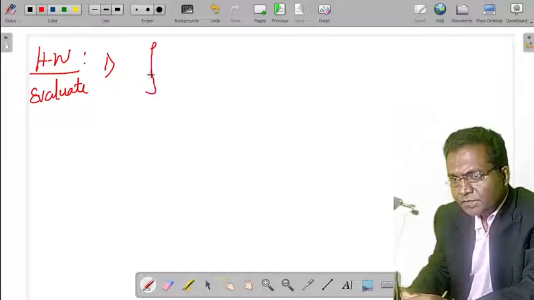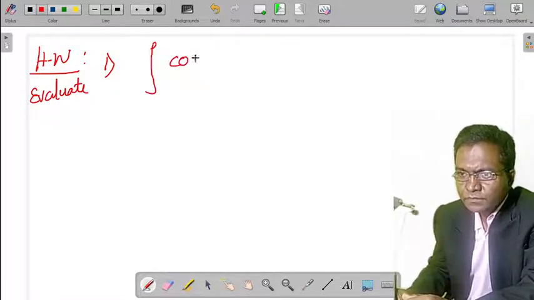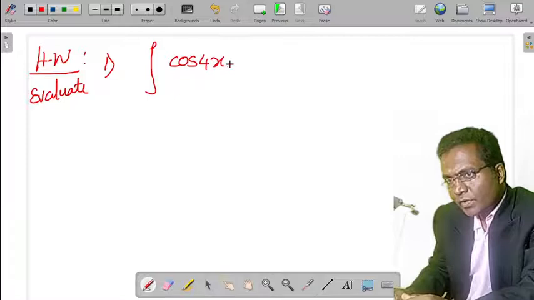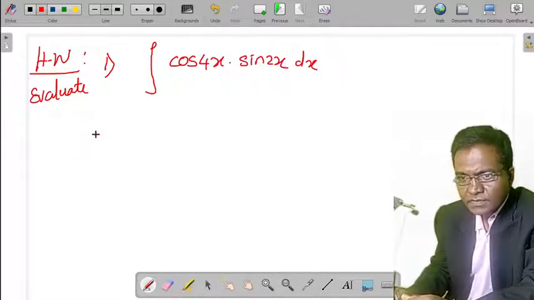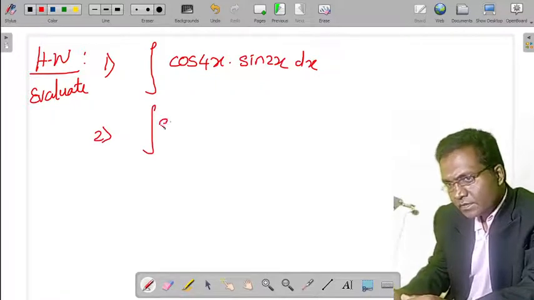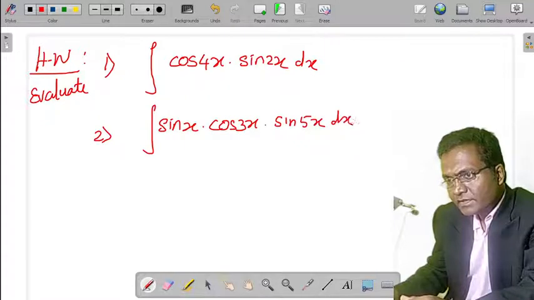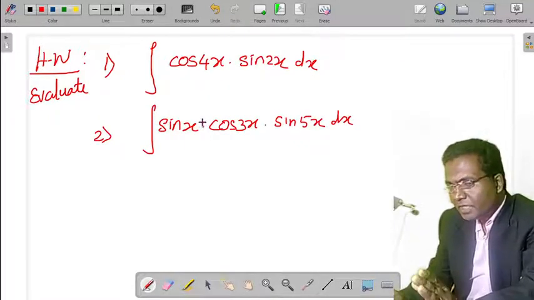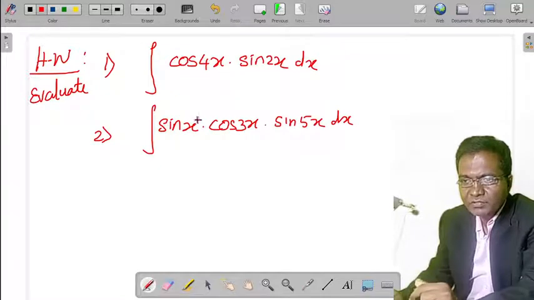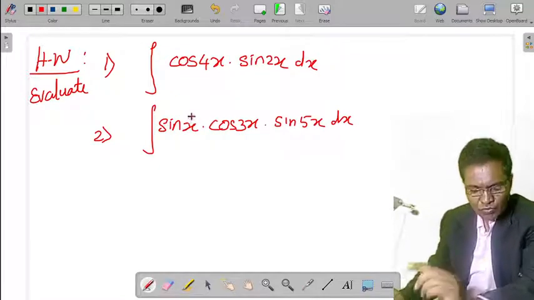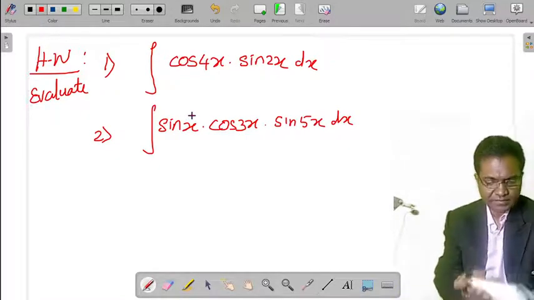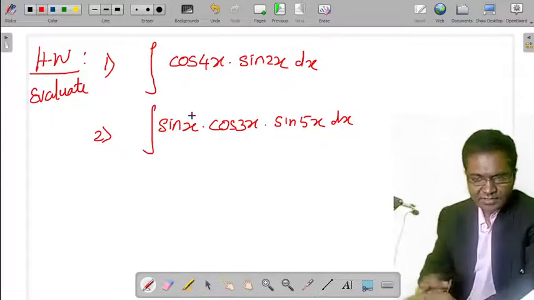Evaluate the integration of cos 4x into sin 2x, and sin x into cos 3x into sin 5x dx. My intention is to make you perfect using the transformation formula. So please work these two examples.